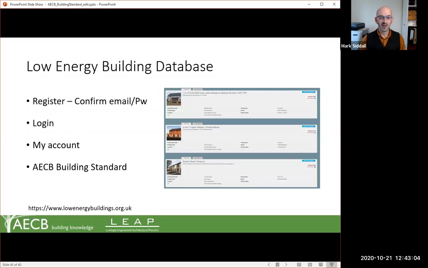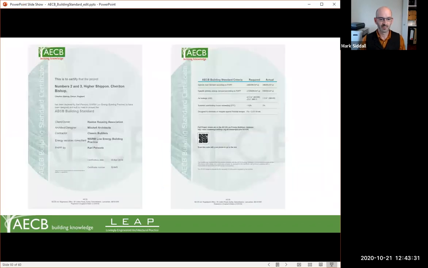In terms of the Low Energy Buildings database, that's held and owned by the AECB. If you're not already registered, you would need to register for use on the website, log in, and then in your account select AECB Building Standard as an option, and fill in the requisite information. At the end of that process, you're able to get your certification certificate, which looks something like this. It's a fairly simple format. It states the targets that have been set and achieved, and who the certifier was, the owner, the architect and designer, the contractor, etc.